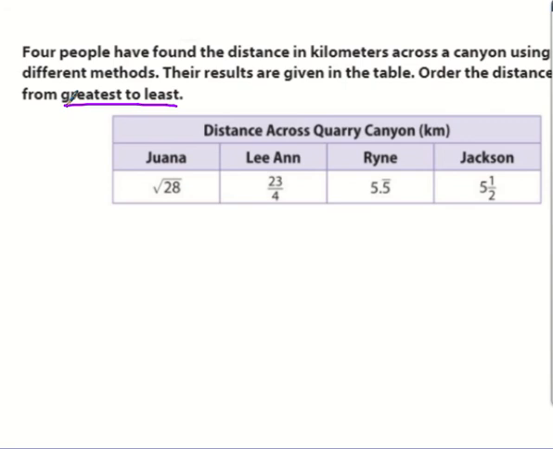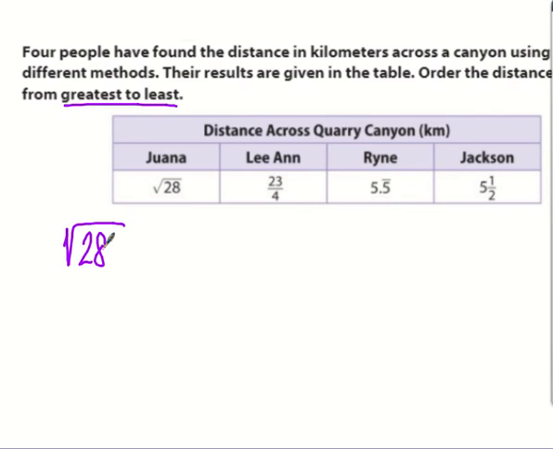All right, so I'm going to do this one. I want to change these all to be in the same form. You've got a square root, you have a fraction, you have a repeating decimal, and you have a mixed number. The last two are a little bit easier to do than the first two. So I'd like to put these all in the same form. We're going to go decimal form. So I'll do square root of 28.